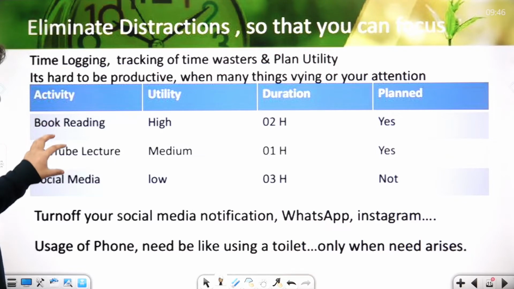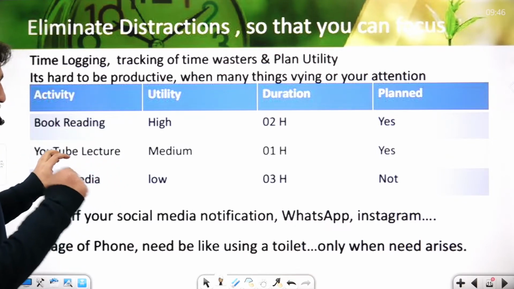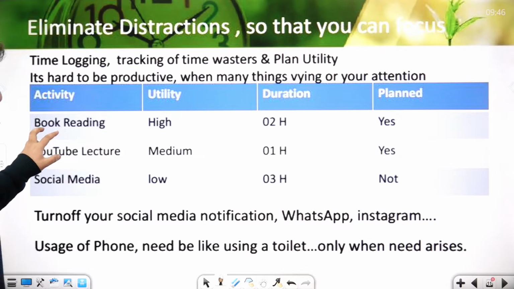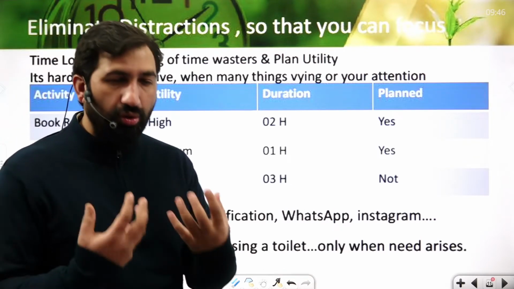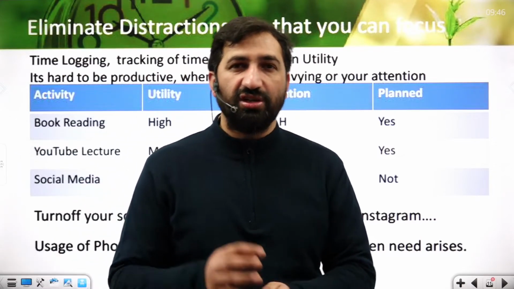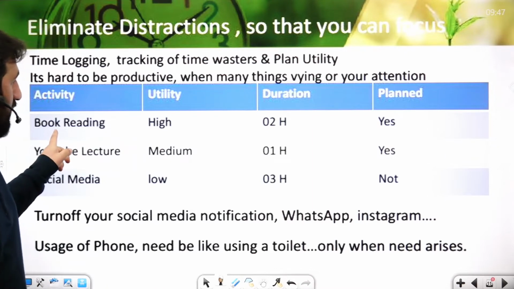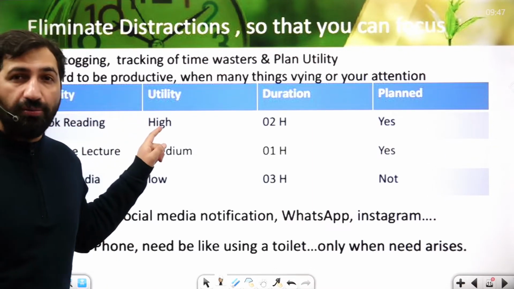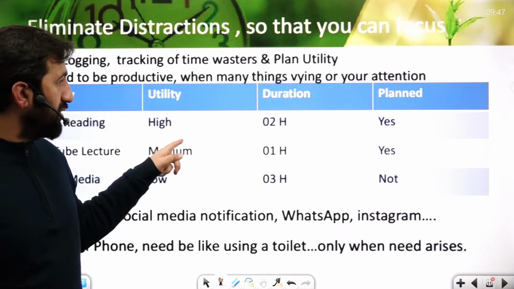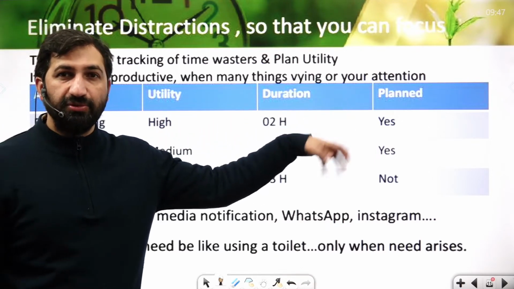Like there are different types of things which you do in life, as in the Eisenhower matrix. But it tells us there are things which are of more utility, which are of more benefit to you, and there are certain things which are of less benefit to you. And what we need to do is mention that. For example, book reading is a high utility job, for which I have kept 2 hours. It's a planned thing, something which you have planned.